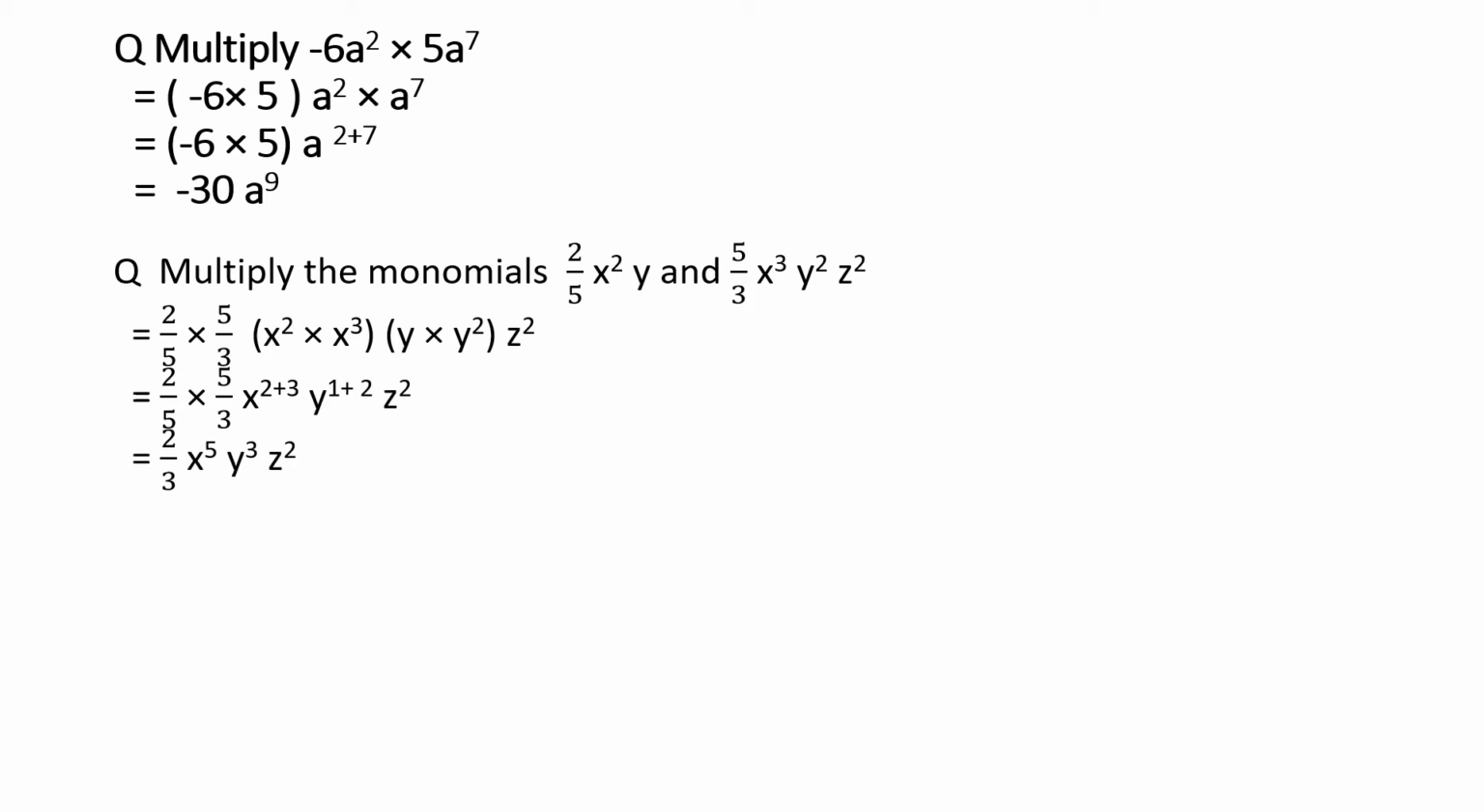It will become 2 by 3, as 5 and 5 get cancelled off, 2 by 3 x raised to power 5, y raised to power 3, and z raised to power 2. Again I am repeating, 2 by 3 x raised to power 5, y raised to power 3, z raised to power 2.